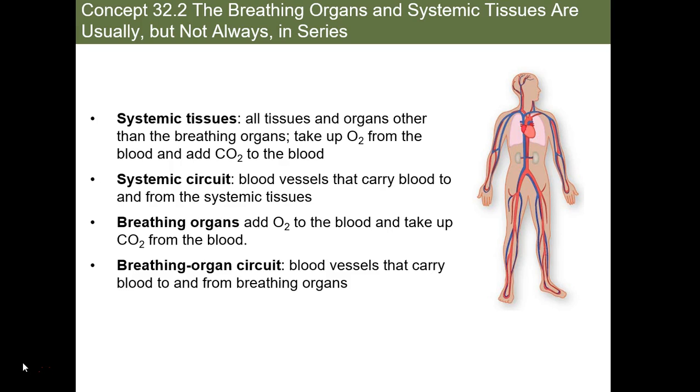Next, we're going to look at a couple of different pathways of blood through the body. In animals, systemic tissues are all the tissues and organs other than the breathing organs that take up oxygen from the blood and add carbon dioxide to the blood. Systemic circuit is the pathway of blood to and from systemic tissues. Breathing organs add oxygen to the blood and take up carbon dioxide from the blood. The breathing organ circuit are blood vessels that carry blood to and from the breathing organs.